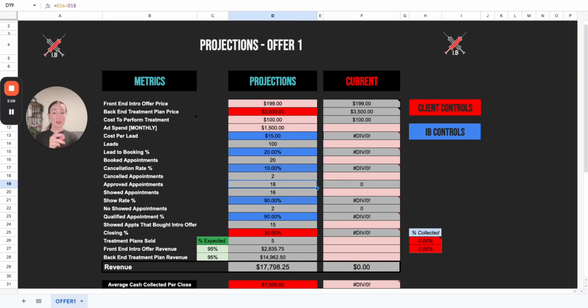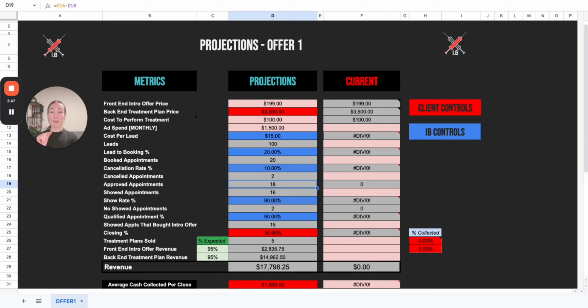Now to the qualification and the sales process itself. Out of those 16 people who show, about 90% will be qualified, meaning they're financially qualified and medically eligible for the treatment, so around 15 qualified appointments. Now, let's say that all 15 purchase the $199 intro offer, and from there, your closing rate, meaning how many commit to the full $3,500 package plan, is 30%. Pretty pessimistic based on the numbers that we have across all the accounts that we manage. However, that still means that you'll be selling 5 treatment plans.